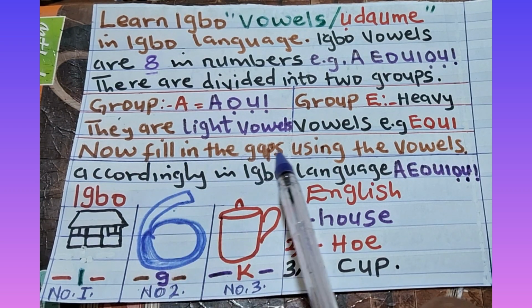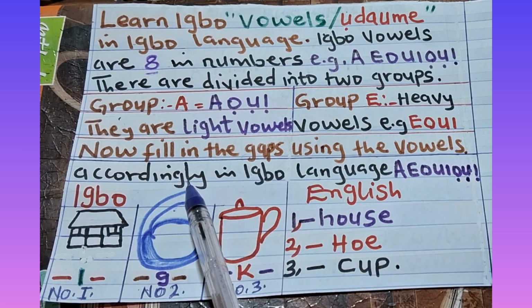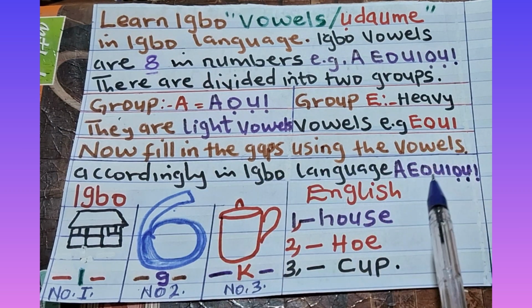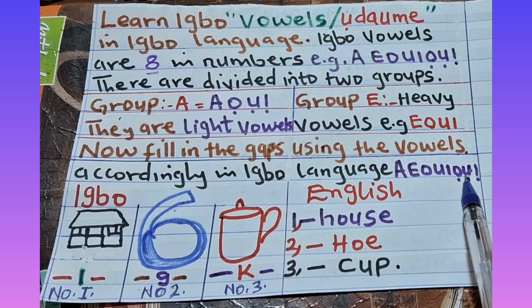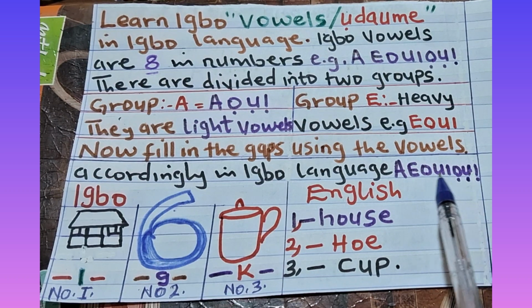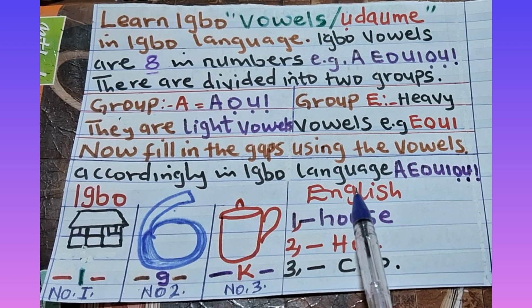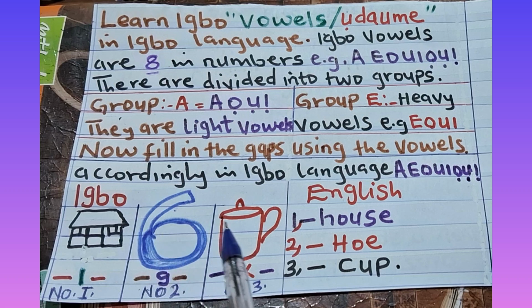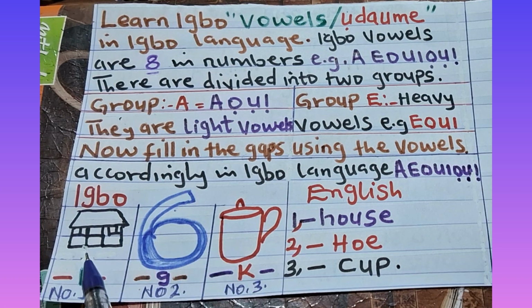Now fill in the gaps using the vowels accordingly in Igbo language. Look at all the vowels here together, 8 of them in number. Igbo, English. These are the objects. The first object here is ụlọ. Ụlọ, we call it ụlọ.